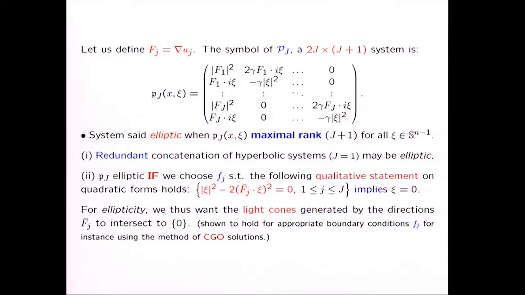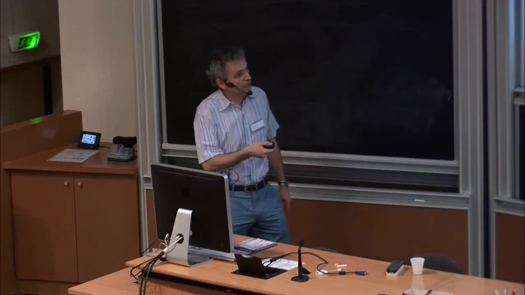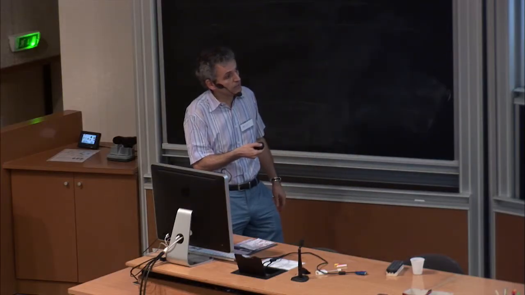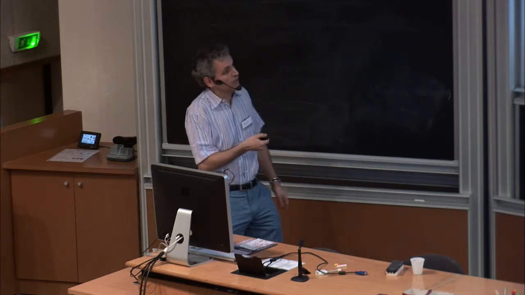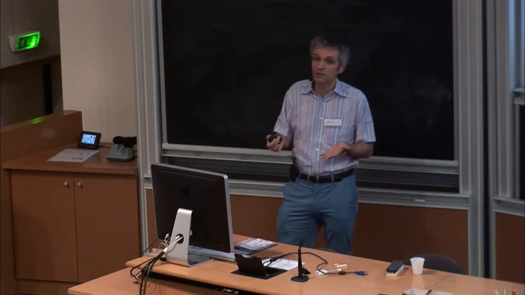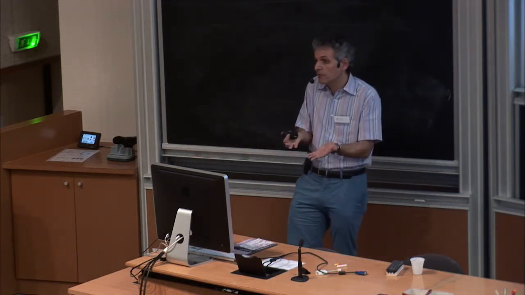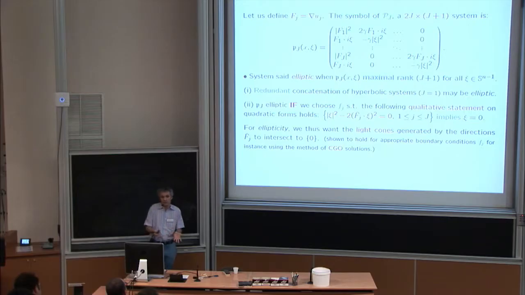And how do we make sure that the solutions, how do we choose the boundary conditions for such solutions? Well, we choose them by CGO solutions. So again, we need sufficiently explicit expressions for our solutions so that we can verify that the intersection of light cones is the singleton 0. And that's not easy to verify in general.